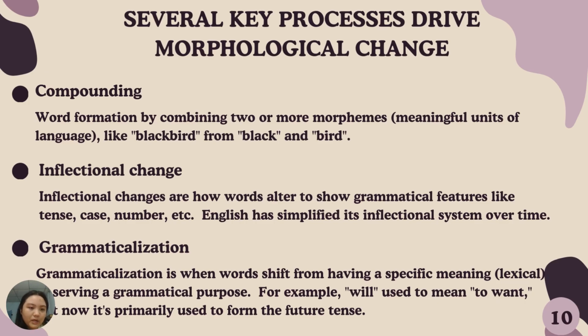Three more key processes are compounding, inflectional change, and grammaticalization. For compounding, this means combining two or more morphemes, meaningful units of language, like black, an adjective, and then the noun bird. Yeah, we have blackbird. Inflectional change is how words alter to show grammatical features like tense, case, and number. English has simplified its inflectional system over time.